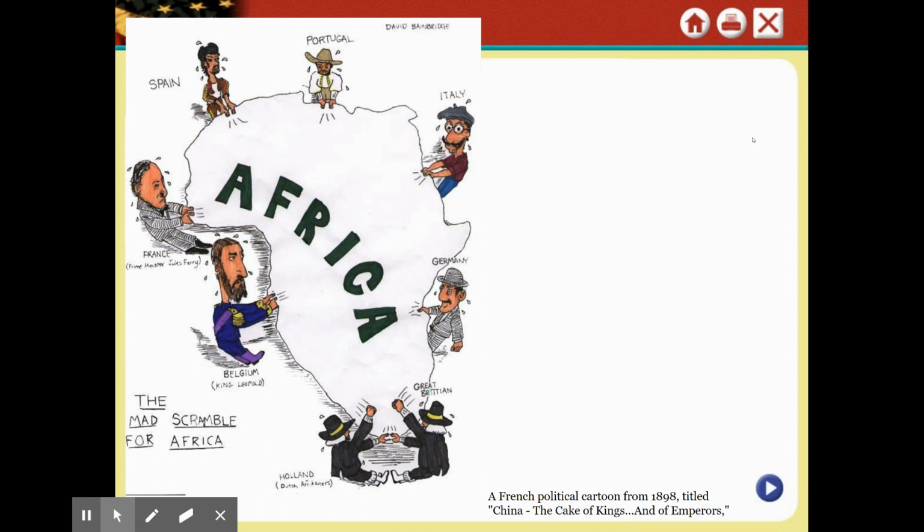Okay, so like I said, at one point, Africa was made up of 53 nations. All but two were controlled by foreign powers. Liberia and Ethiopia were the only two independent nations in all of Africa, due to the scramble.